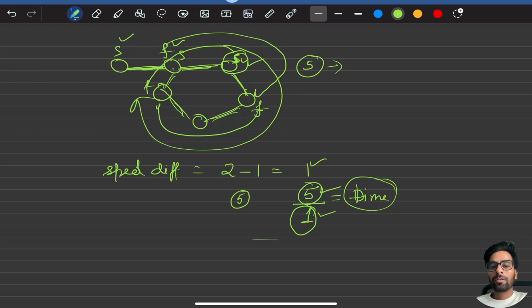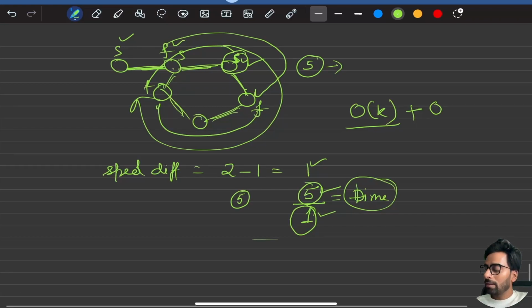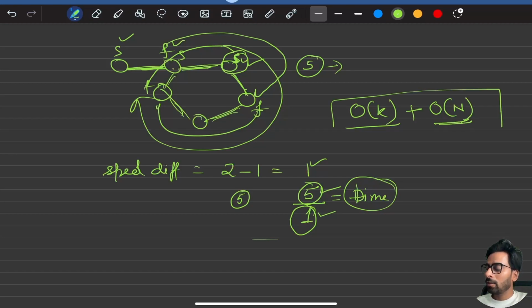They are moving in a circle, so definitely they are going to meet, and this is what the time taken will be. The time taken to meet in the cycle would be O of k, if k is the length of the cycle, plus the time needed to cover the non-cycle part. If I consider the non-cycle part as N, the total time taken would be O of k plus O of n: time taken to travel the cycle length and time taken to travel the linear length. Total time would be O of n, if n is the total nodes in the linked list.